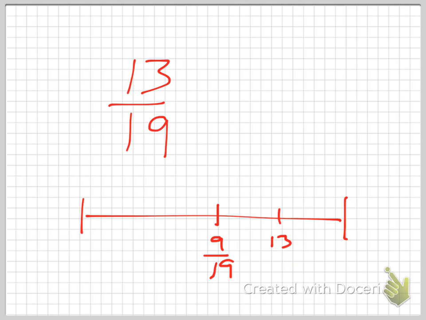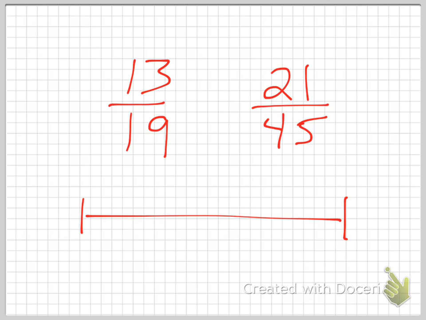Because what if I give you this? What if I want you to tell me which one is bigger, 13 19ths or, I don't know, 21 45ths? Two very ugly fractions. Do you agree? A lot of people go, okay, well, 13 is smaller than 21, so obviously 21's bigger. Not true.